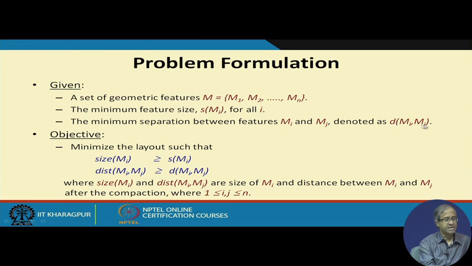This is denoted as D Mi Mj. The objective will be, given this layout, you try to minimize the layout such that size of Mi, where size of Mi is the size after compaction, and dist Mi Mj is the distance after compaction, they should be greater than or equal to the minimum value that is specified, for every pair of i and j. This is obviously the problem formulation. This is what you are trying to do.